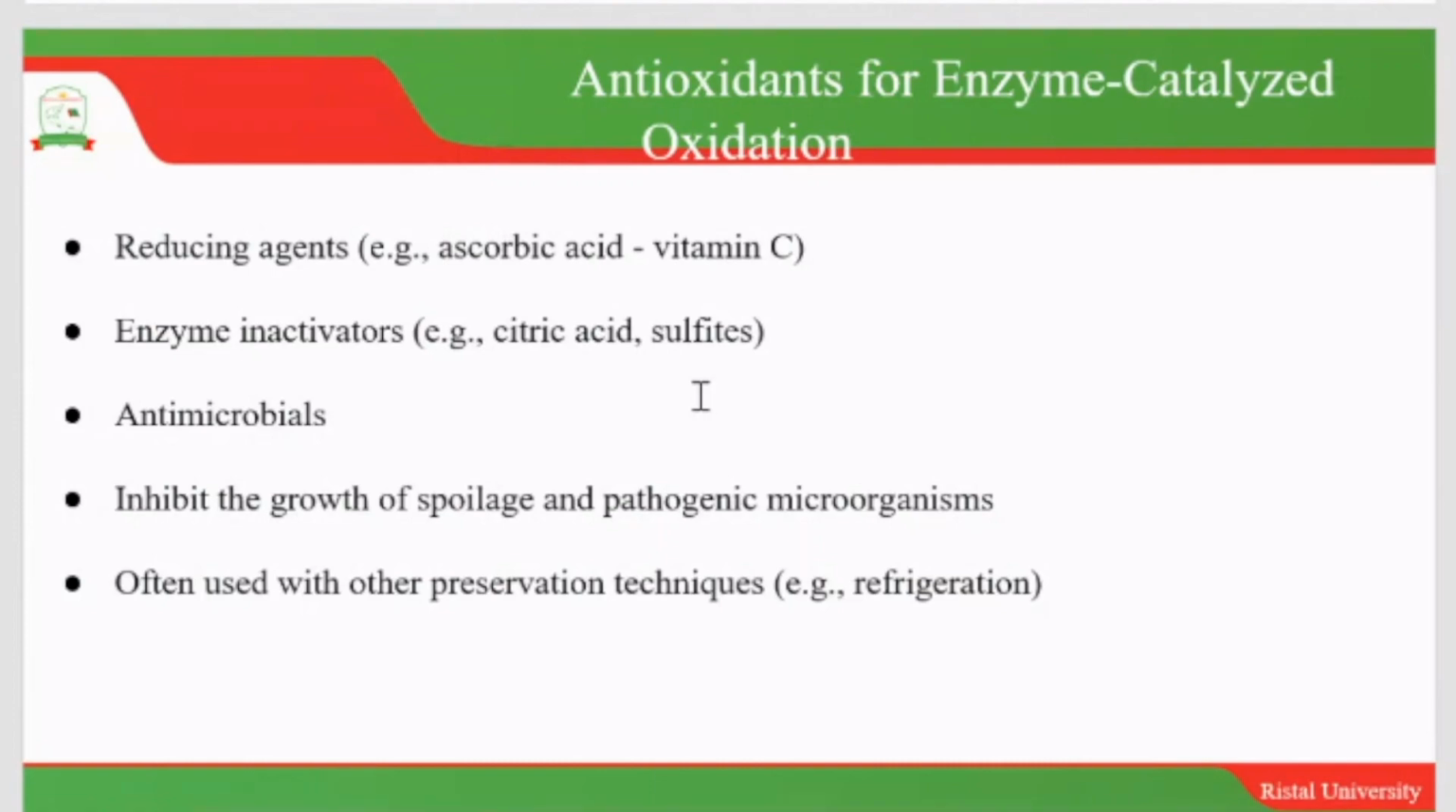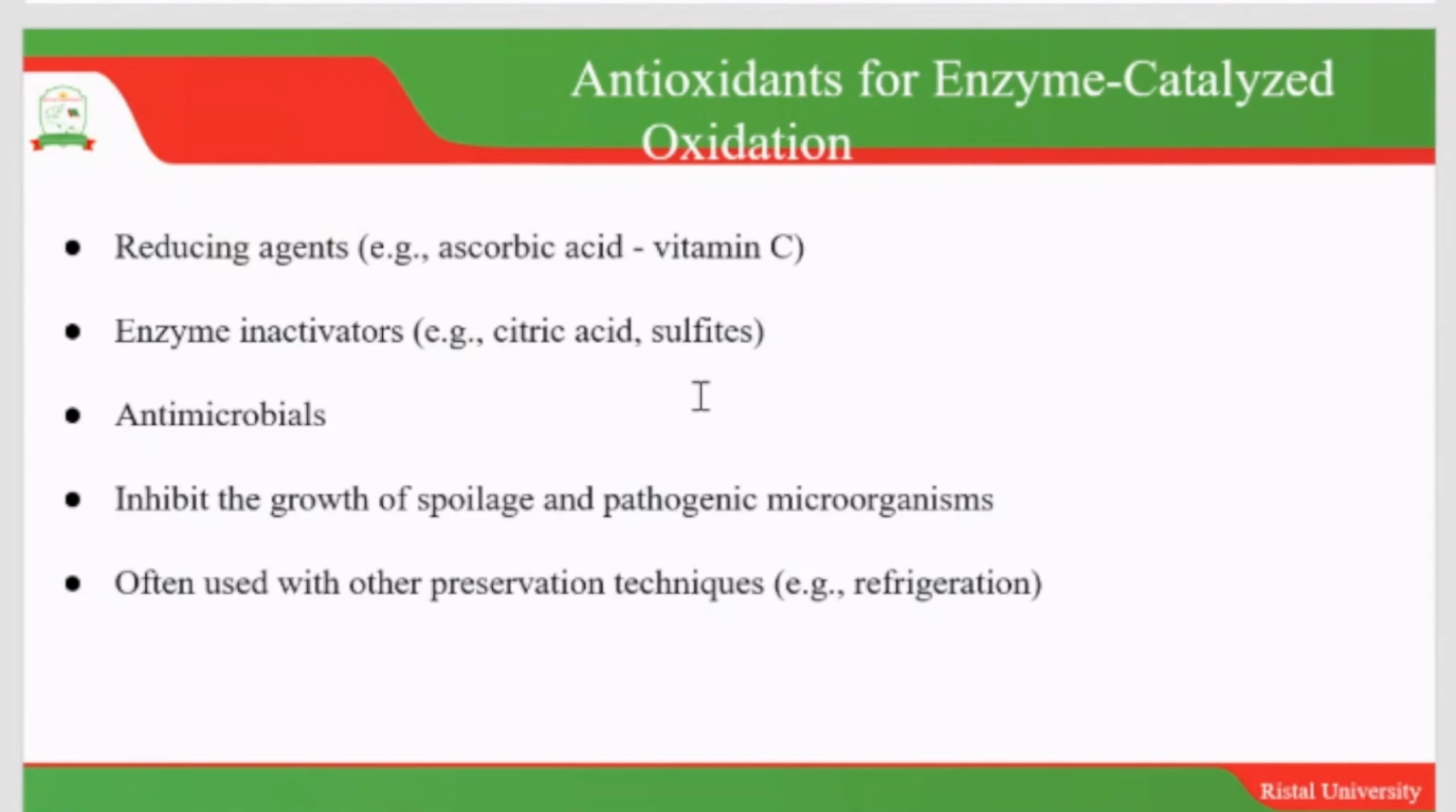So citric acid we get from fruits, likewise ascorbic acid, vitamin C, we still get from fruits. The antimicrobials will help us inhibit the growth and spoilage from pathogenic microorganisms. And these are often used with other preservation techniques, such as refrigeration, I should say. So basically, these are not all, but some of the examples of the natural antioxidants.